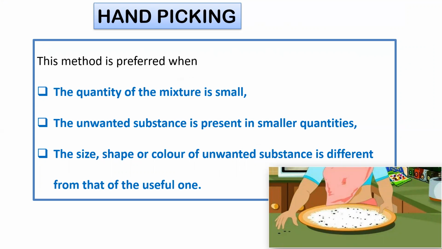Second point, the unwanted substance is present in smaller quantities. The size, shape, and color of the unwanted substance is different from that of the useful one. Hope that's clear. If we're taking rice, the rice should be white, and the stone should be black or brown, gray, red, any other color.